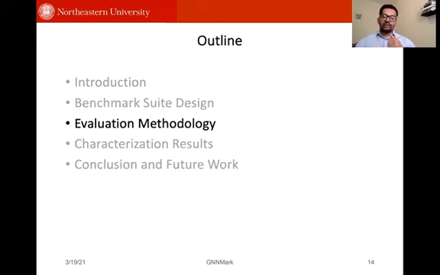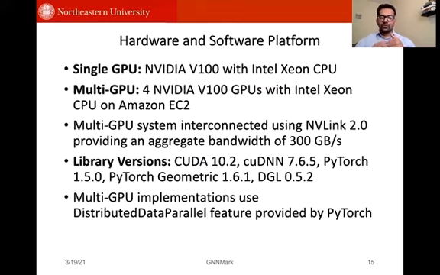Now, taking a look at the evaluation methodology. For single GPU experiments, we use an NVIDIA V100, and for multi-GPU, it's a 4 GPU system on Amazon EC2. All the multi-GPU systems are connected using NVLink 2.0, and we use different versions of CUDA, cuDNN, PyTorch Geometric, and DGL, which are popular graph neural network libraries. For multi-GPU implementations, we modify the code to use the distributed data parallel feature provided by PyTorch. This basically enables data level parallelism among the different applications.